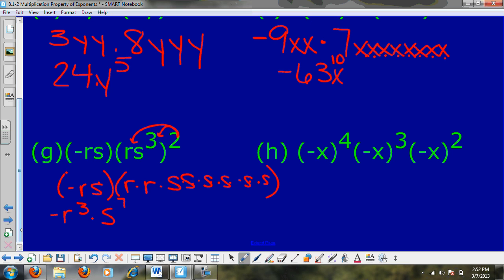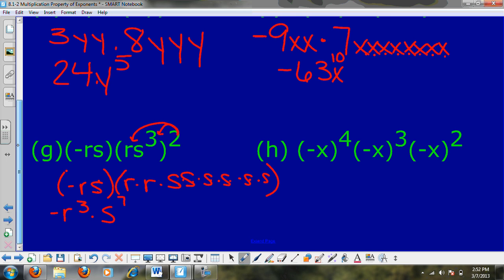So look at H, negative x to the fourth, that becomes x to the fourth. Negative x to the third becomes negative x to the third. And negative x squared becomes x squared. How come these didn't stay negative? I just said that. I didn't show you the math. When we write out the math, remember back to 7th grade when we learned multiplying integers, when we have an even exponent, that means every negative is going to have a match.